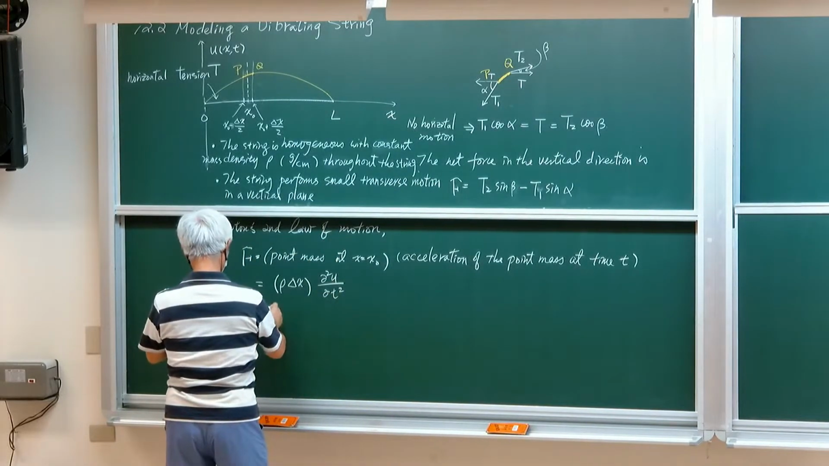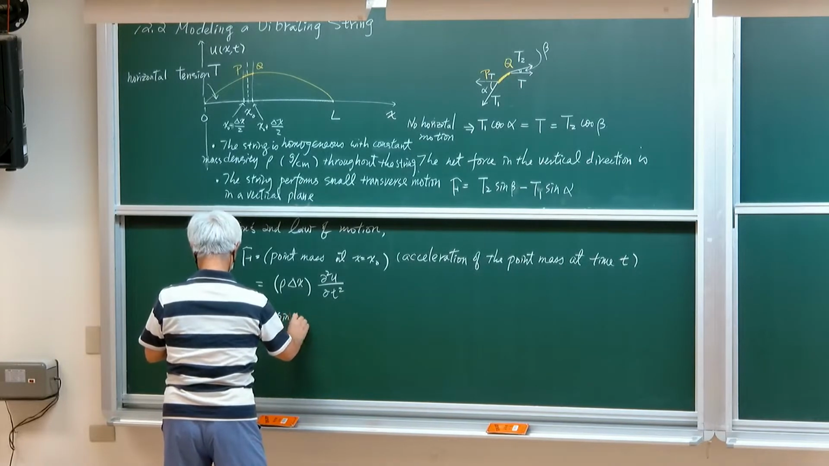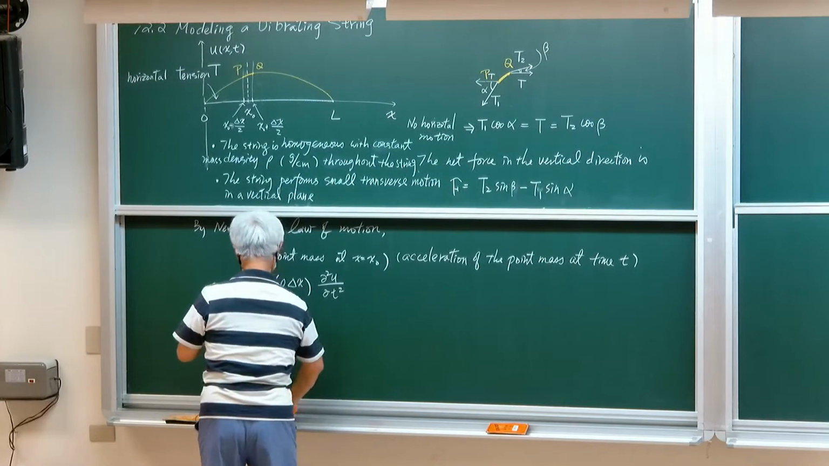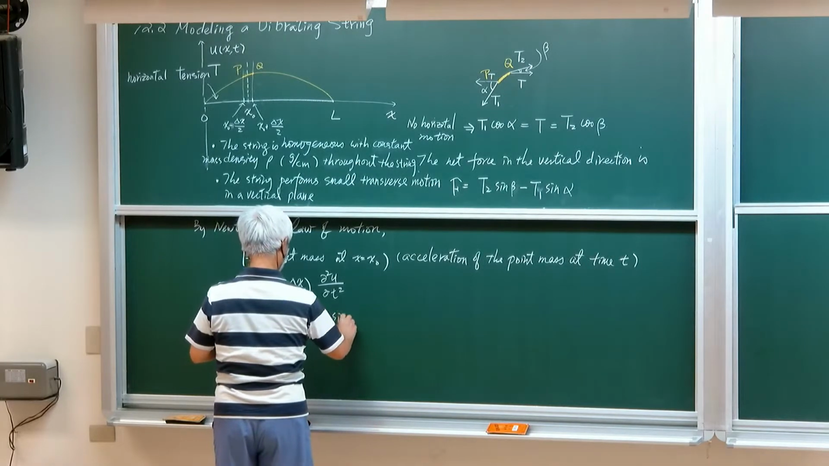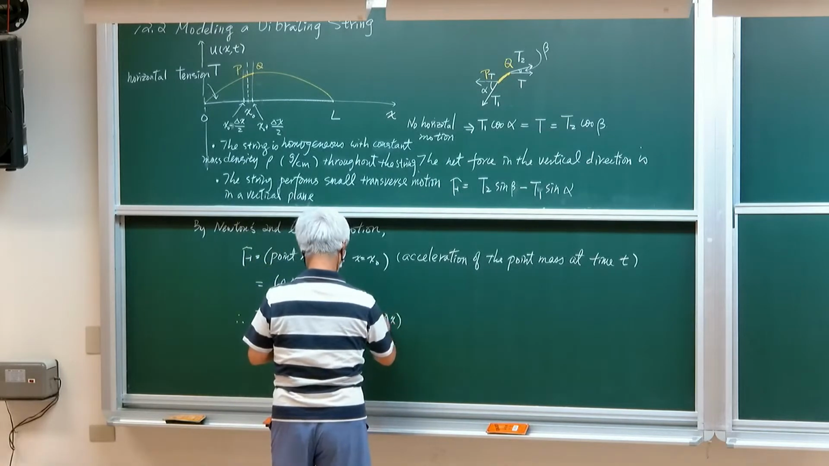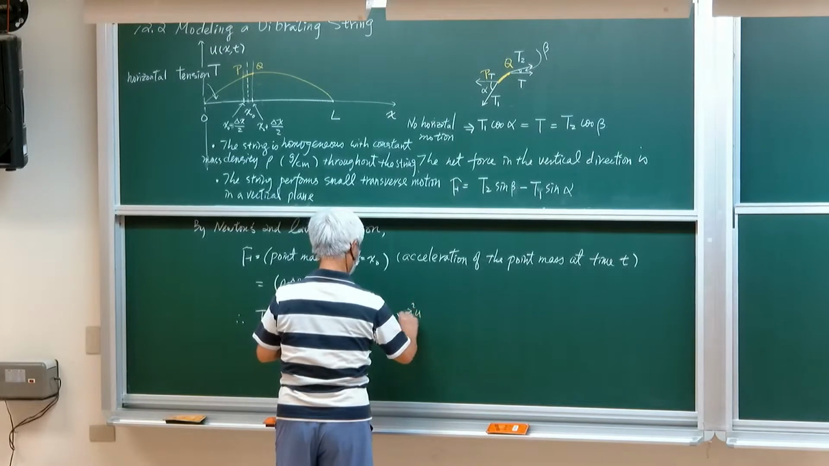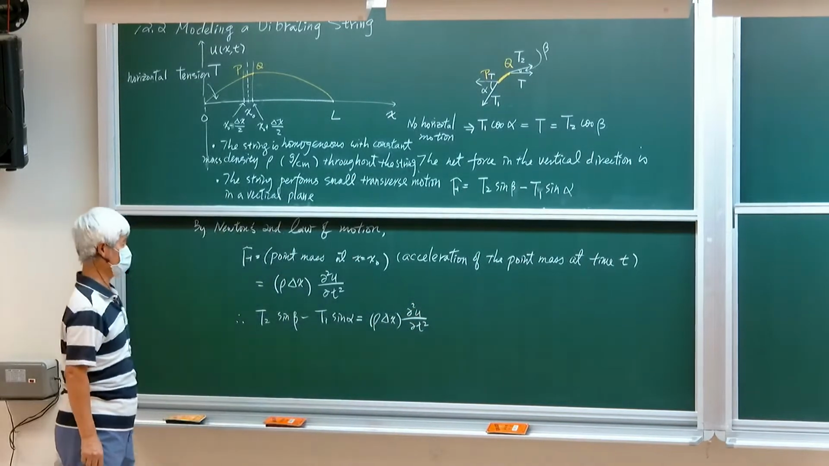So this is the difference. So we have T2 sine beta minus T1 sine alpha equal to rho delta x times the second partial derivative of u with respect to time. Okay.